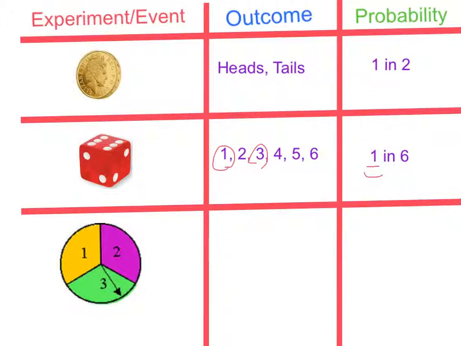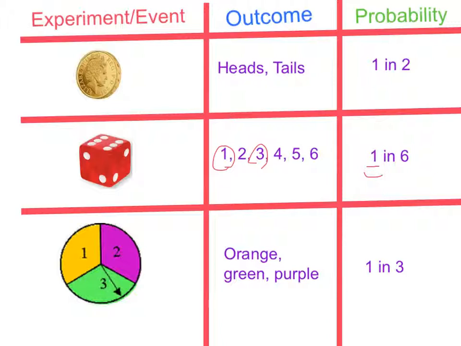Then we have a look at this other spinner down here. This spinner is different to the spinner that we previously looked at. The outcomes for this spinner would be orange, purple or green. And the probability of landing on any one of those colors, can you guess what that would be? What is the probability of landing on green, for instance? The probability of landing on green would be a 1 in 3 chance.